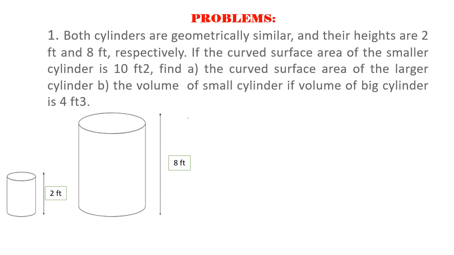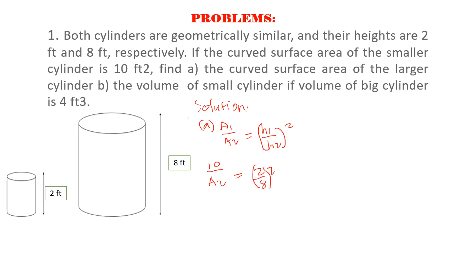So you have this one. Solution. Letter A. A1 over A2 equals the quantity H1 over H2 squared. 10 over A2 equals the quantity 2 over 8 squared, or A2 equals 160 feet squared.